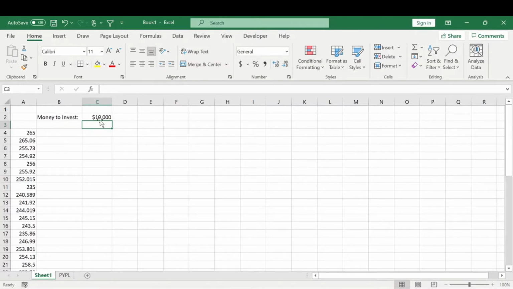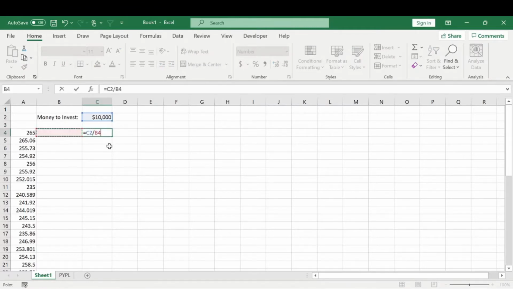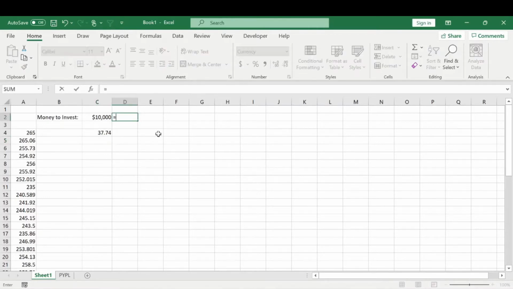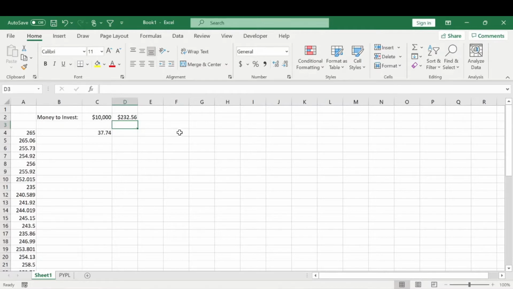So for example, we have $10,000, all right? So that $10,000 is going to go straight into PayPal at $265. And that gets us 37.74 shares of PayPal. But now let's say we'll take the 10,000 and we'll divide it by 43. So for 43 days, we're going to invest $232.56 every day. So still $10,000, but over the course of 43 days rather than one sole day.